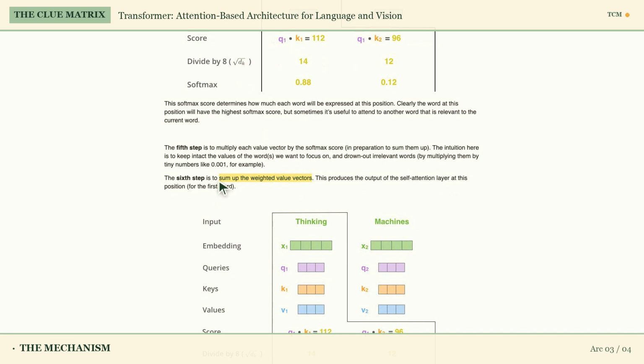Finally, we sum up the weighted value vectors. This produces the output of the self-attention layer for the original query's position. This resulting vector now contains blended information weighted by relevance from every other word in the sentence. It's the contextualized representation for that specific input word, ready for the feed-forward network.